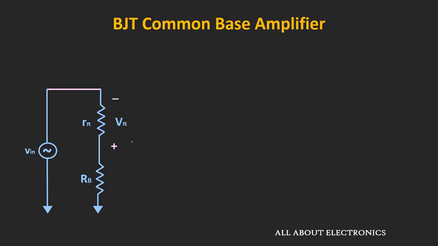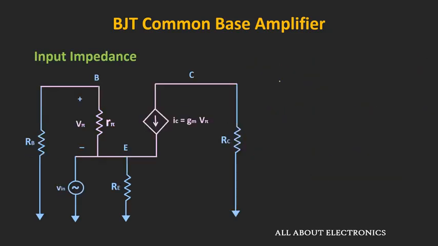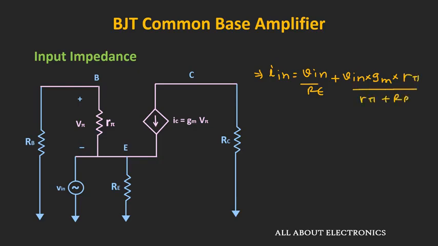And earlier, as we have seen, this voltage V pi can be given as minus V in times R pi divided by R pi plus Rb. So let us put the value of V pi in this expression. That means current In is equal to V in divided by Re plus V in times Gm times R pi divided by R pi plus Rb.